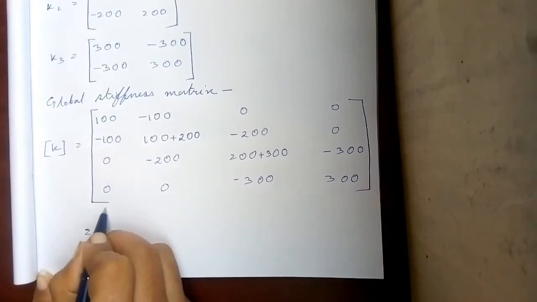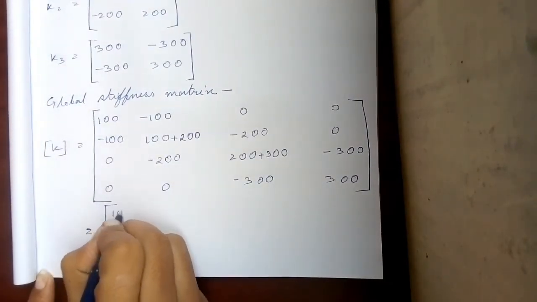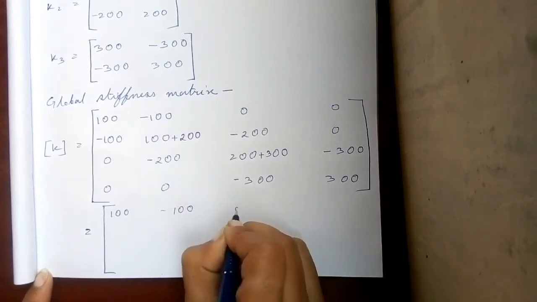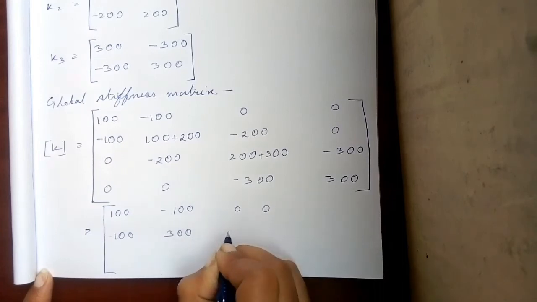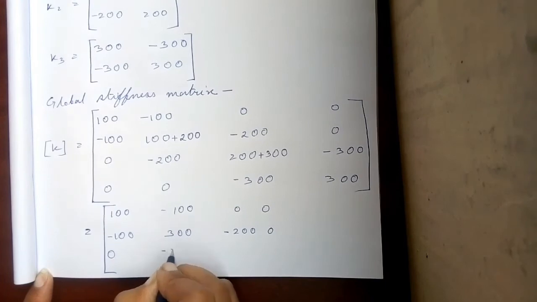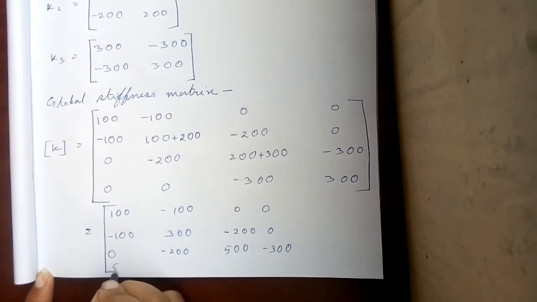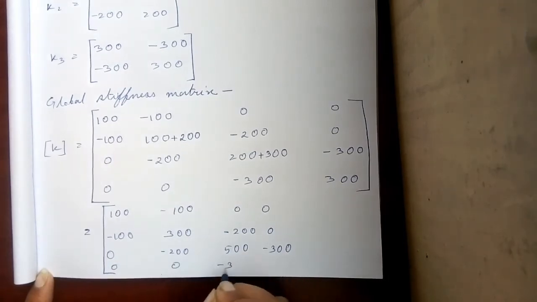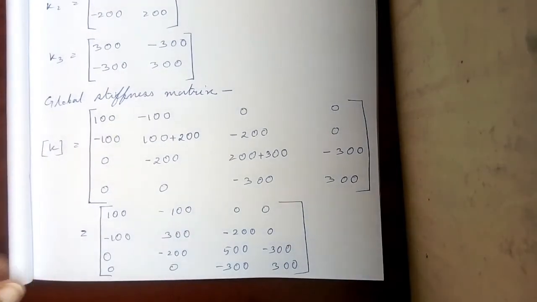Solve it. It comes out to be 100 minus 100 0 0, minus 100 300 minus 200 0, 0 minus 200 500 minus 300, 0 0 minus 300 and 300. So this is our global stiffness matrix.